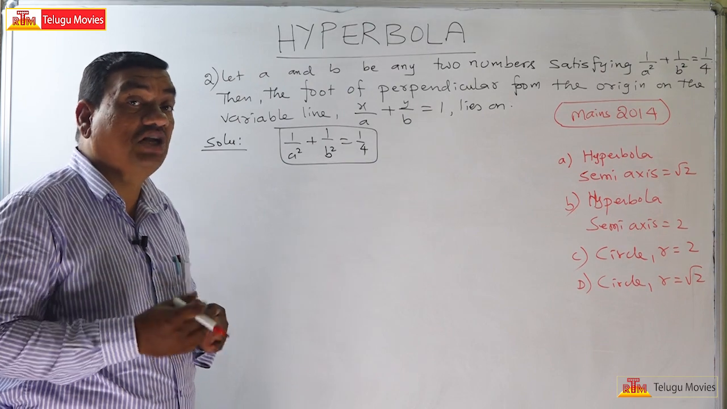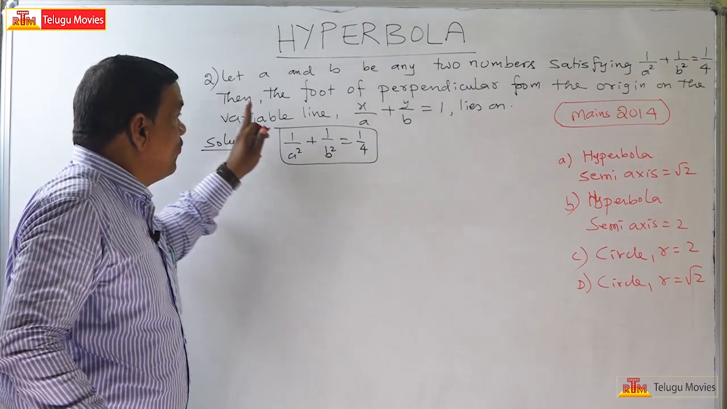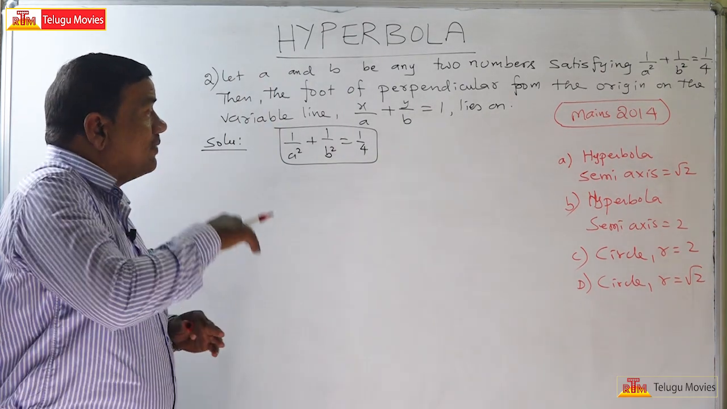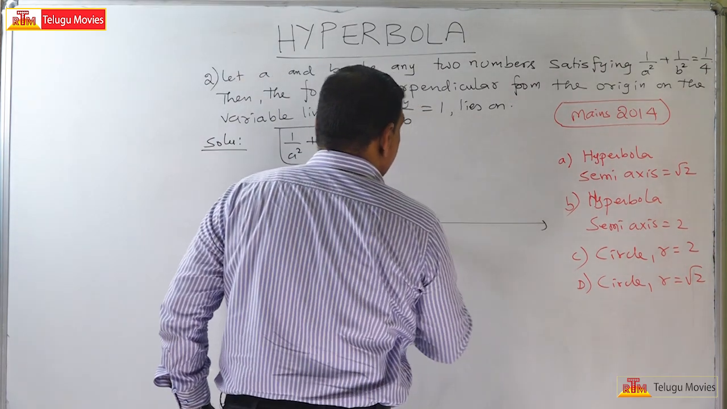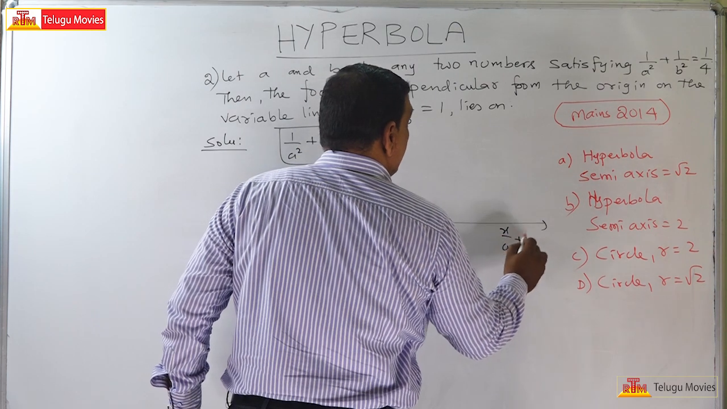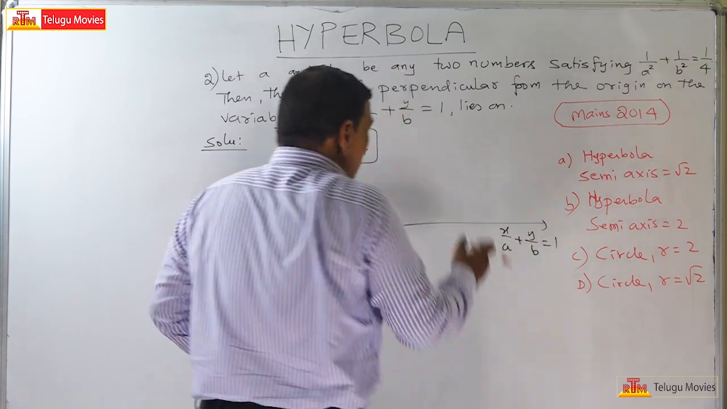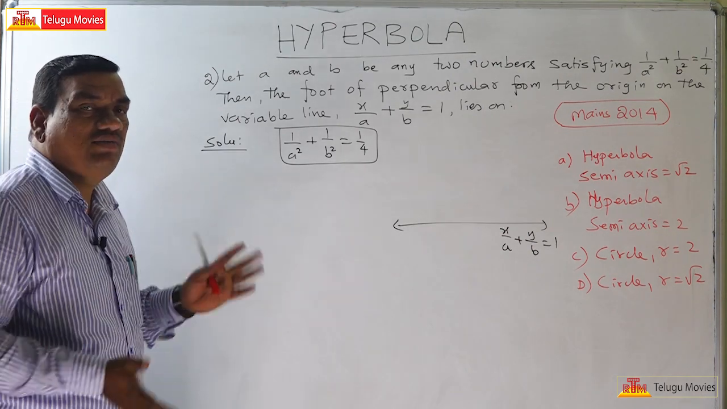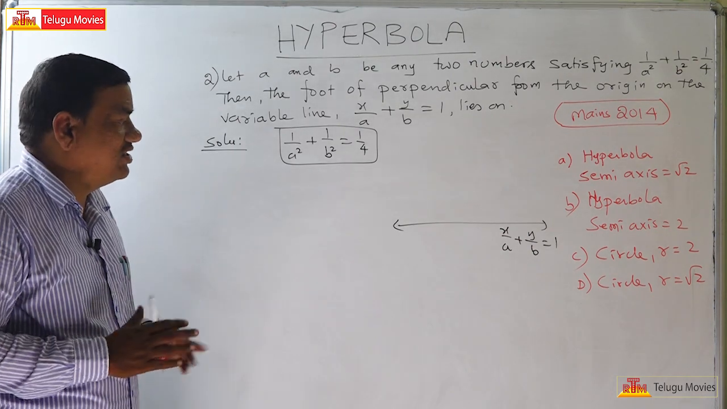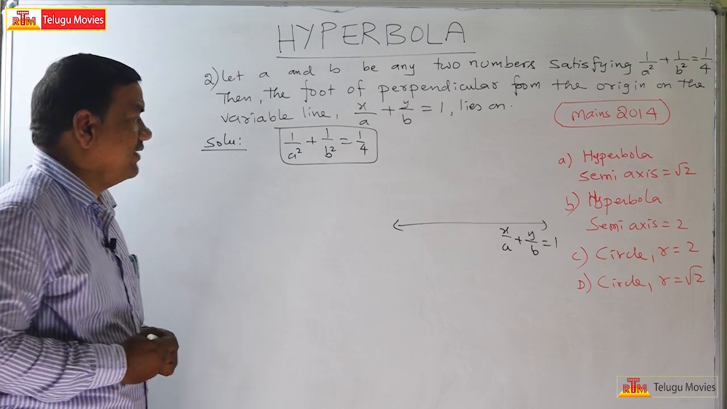Now everything lies in the second one. The foot of the perpendicular from the origin on the variable line. So this is a line. What is this line? x by a plus y by b is equal to 1. This is a variable line. Variable line means it varies. It is not a fixed line.